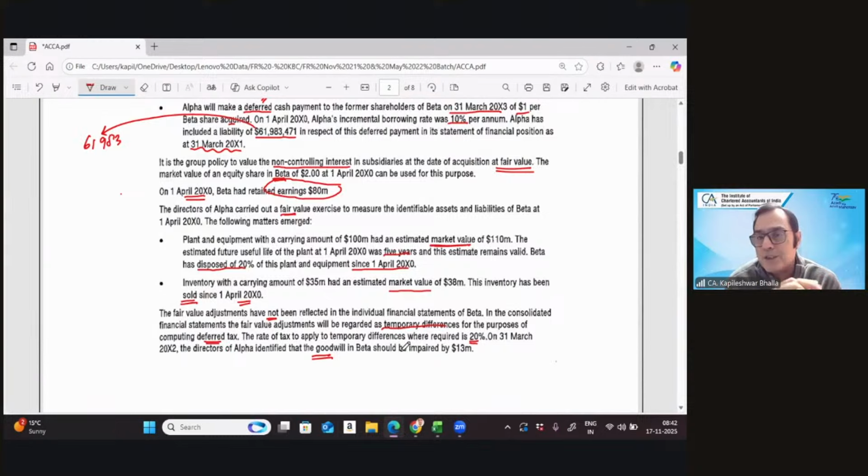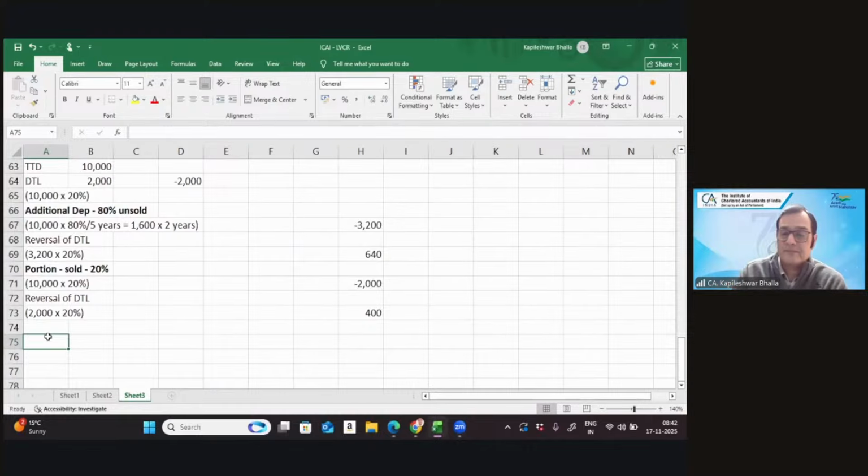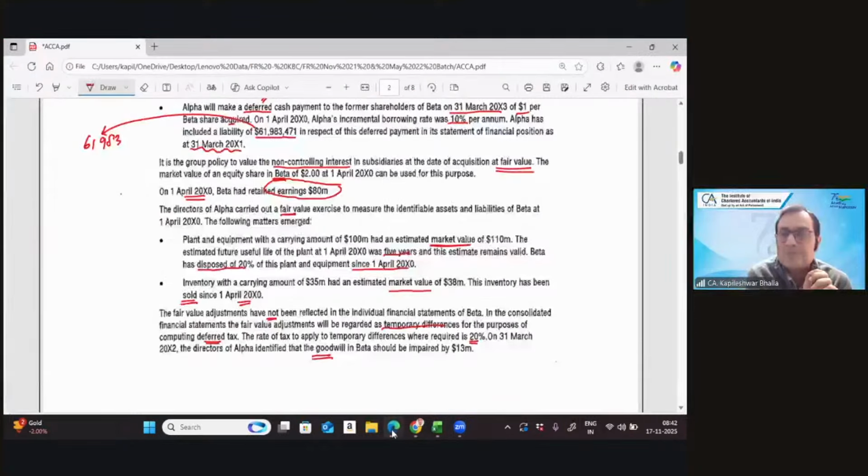Then there is another adjustment awaiting. It says inventory with a carrying amount of 35 million had an estimated market value of 38 million and the inventory is sold. So here again, inventory also has a fair value adjustment. So let's take the inventory now. So let's organize the data in terms of the inventory. We know the carrying amount is equal to the book value. The inventory has a carrying amount of 35 million and the market value is 38 million.